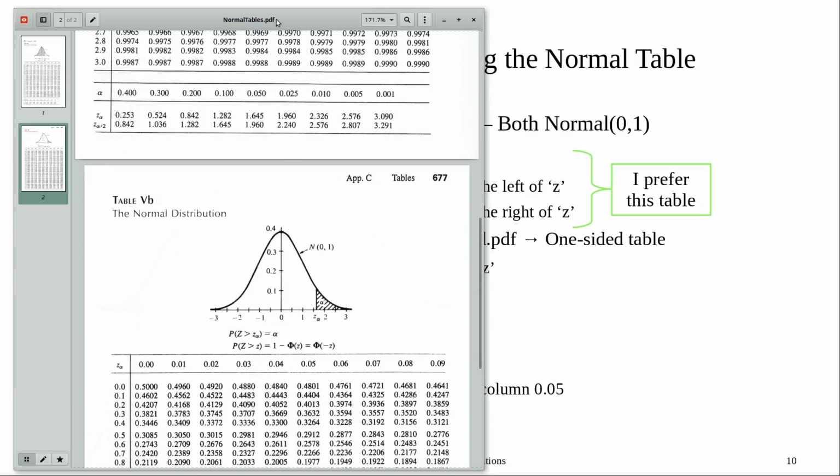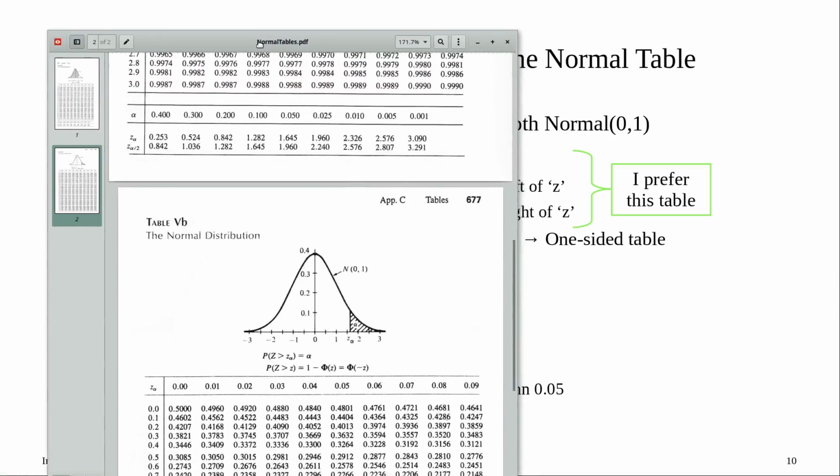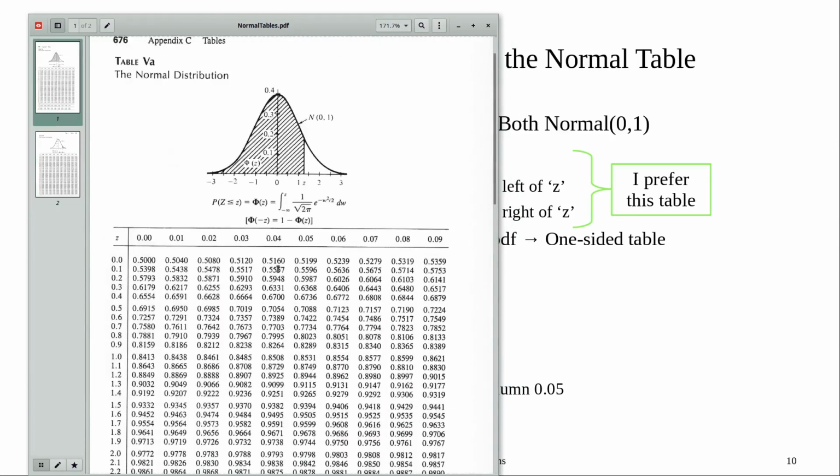The other table, the biometry tables, table and normal curve cropped PDF, only gives one side. And this curve gives us the area from 0 up to z. So I'm not going to open it, because I really prefer using this table, and this is the table that I'll use in the examples. But instead of giving the area all the way to the left, what it does is only gives the area from 0 up to z.